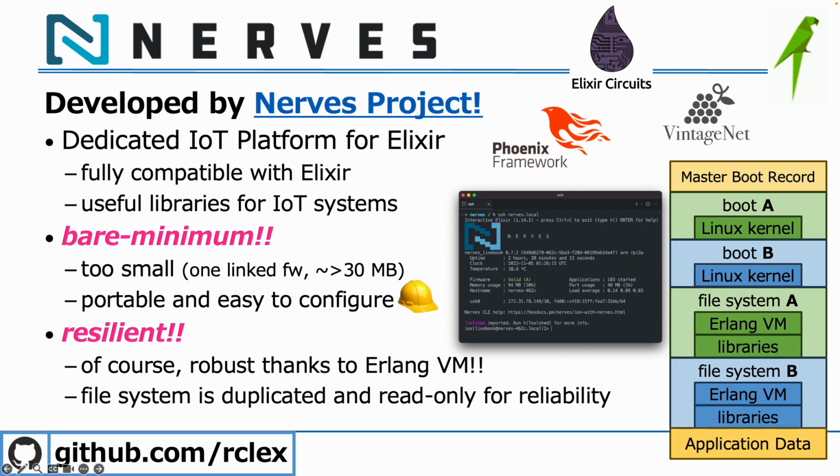Resilient means that the Nerves platform is robust and reliable. Of course, we can realize highly robust systems with the power of ARM. Moreover, Nerves firmware has a unique file system structure consisting of duplicated regions. The kernel and applications run on one file system side, but if a failure occurs there, we can migrate to the other file system and continue the operation.